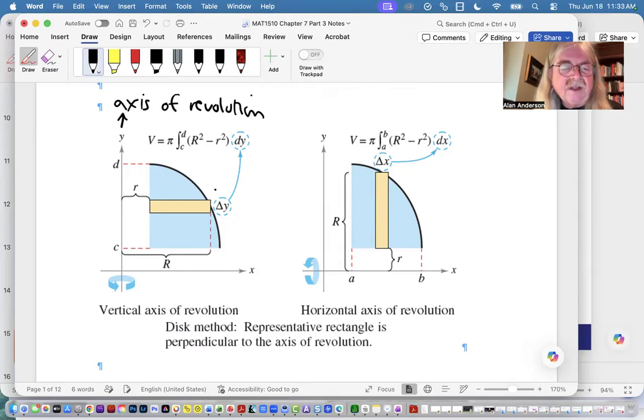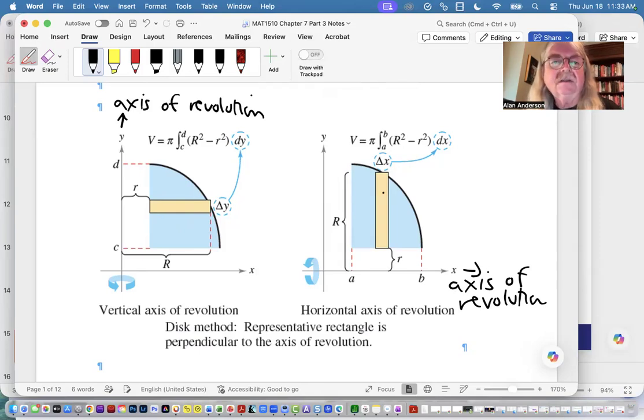And of course, this is the representative rectangle. You can see it's lying on its side. You can think of it as being perpendicular to the axis. Over here on the right, if our axis of revolution is here, well, then we must have a vertical representative rectangle. So over here, it's horizontal.